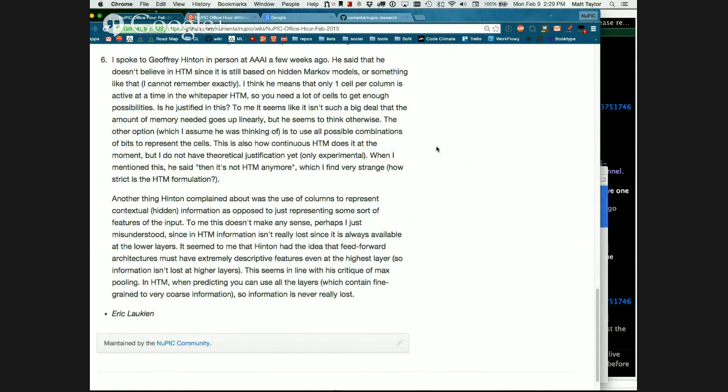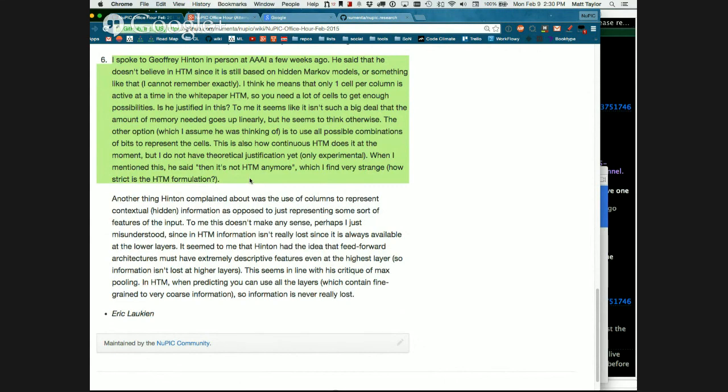To me, it seems like it isn't such a big deal that the amount of memory needed goes up linearly, but he seems to think otherwise. The other option, which I assume he was thinking of, is to use all possible combinations of bits to represent the cells. This is how continuous HTM does it. This is Eric's project. But I do not have theoretical justification yet, only experimental. When I mentioned this, he said, then it's not HTM anymore, which I find very strange.